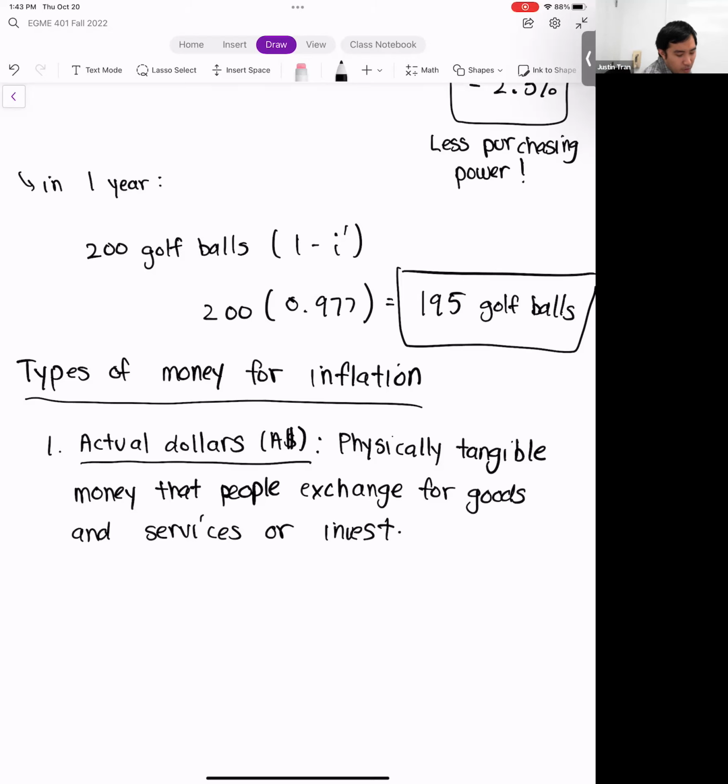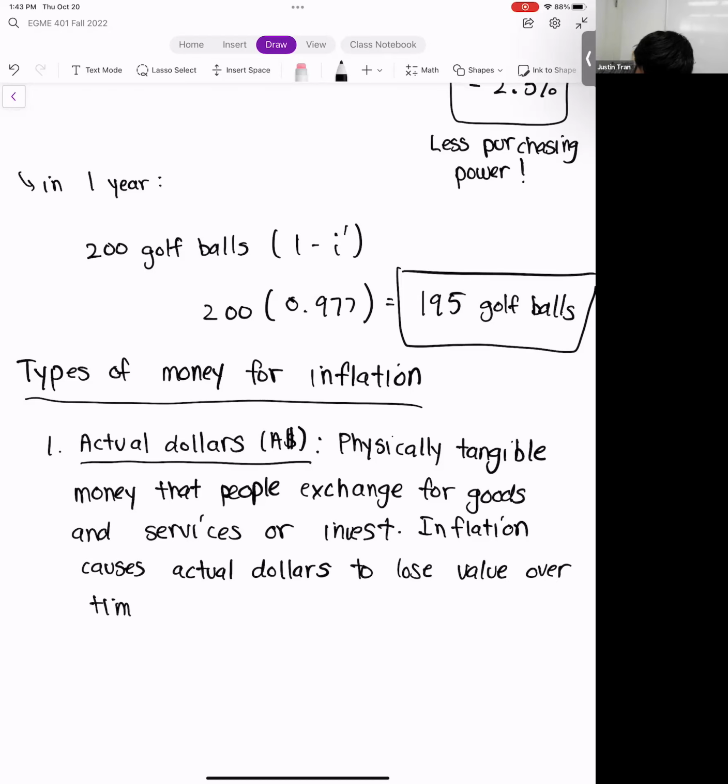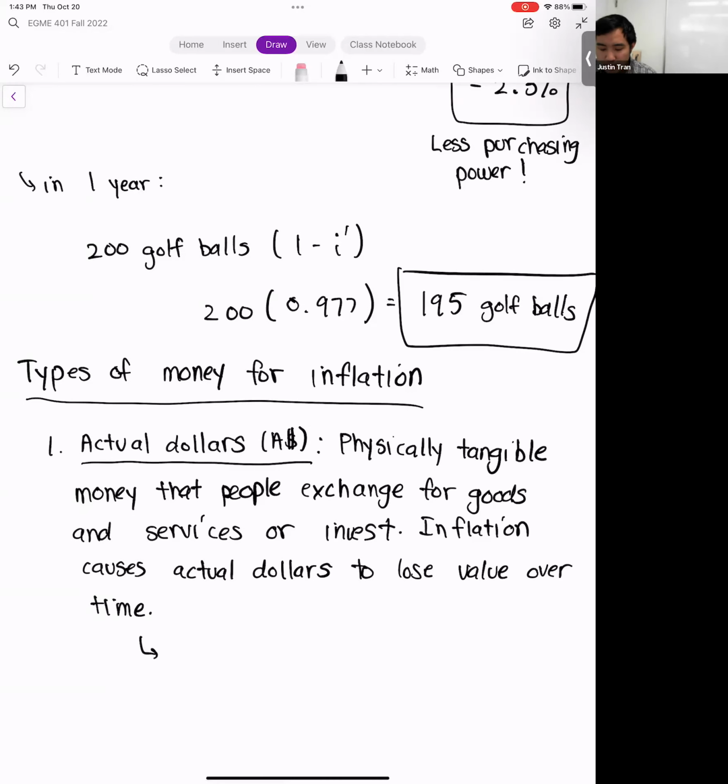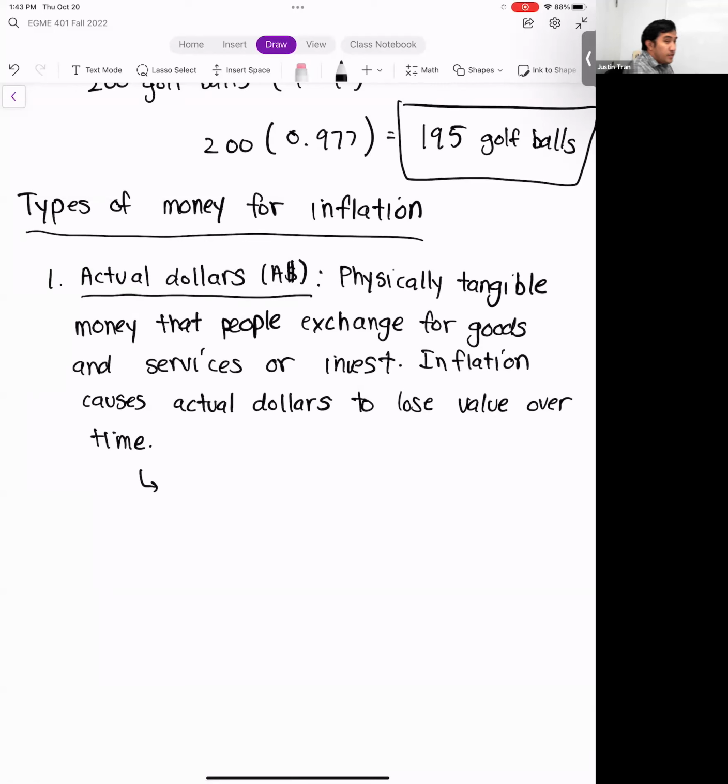All right. So sometimes these are called inflated dollars because if you have actual money, then inflation is going to make this actual money lose value over time. An example that illustrates this, we talked about it earlier today, is actual physical money. Let's say you have a $10 bill in your wallet and you keep it in your wallet for 10 years, or you keep it in your pocket for 10 years.